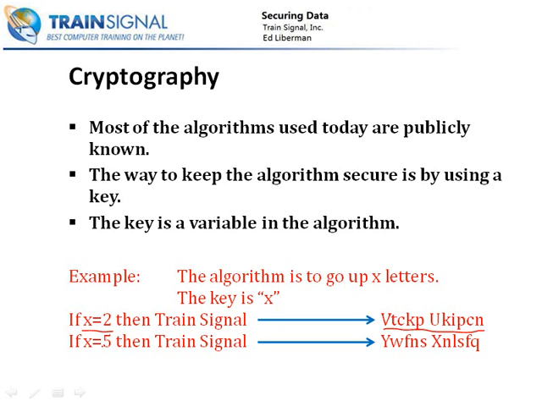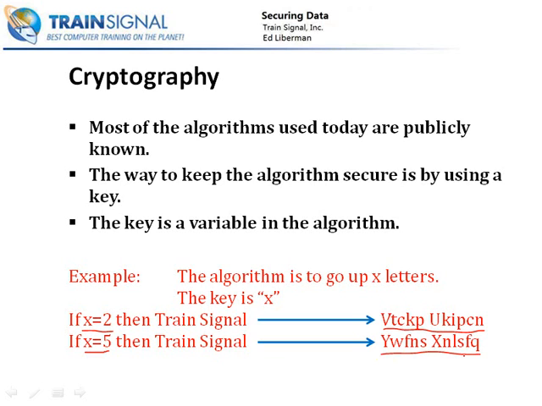But if X was 5, so if the key changes, if that variable becomes a 5, well, then train signal becomes a separate set of letters. Because in this case, now T needs to go up 5 letters, so we have U, V, W, X, Y. And that's where we get the Y from. R becomes S, T, U, V, W. And that's where this W comes from. And then we go ahead and continue that out.